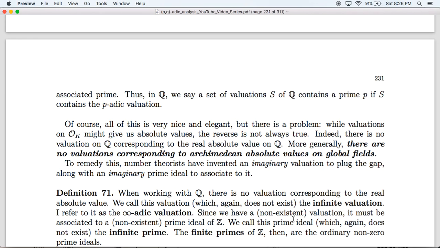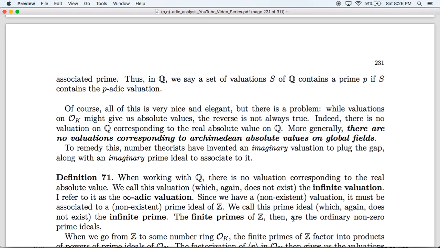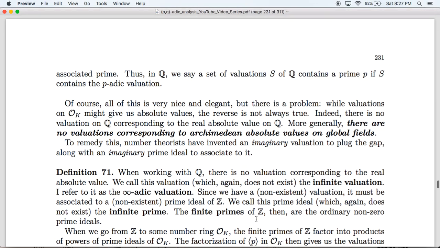The finite primes of Z, then, are the ordinary non-zero prime ideals. So when we talk about, for a number theorist, when we talk about the primes of Z, I mean two things. I mean both the finite primes, the ones corresponding to the prime numbers, as well as this imaginary infinite prime floating out there in space. And if you wanted to be even more technical, we also have the trivial prime, 0, which corresponds to the trivial absolute value and the trivial valuation.